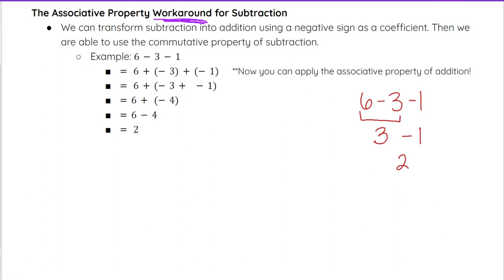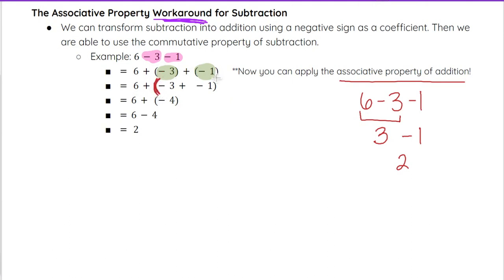So looking at this, we rewrite the 6 as 6 plus negative 3 plus negative 1. So you see that the negative sign, or the subtraction sign, goes with the 3 and with the 1. And so that's where we get plus negative 3 and plus negative 1. Again, now we have it written as addition, so we can use the associative property of addition. And remember, the associative property of addition allows us to group different numbers first, or in other words, add different numbers together first instead of what numbers come first in the expression. So we don't have to do 6 plus negative 3 first. Now that we have it written as addition, we can group it.